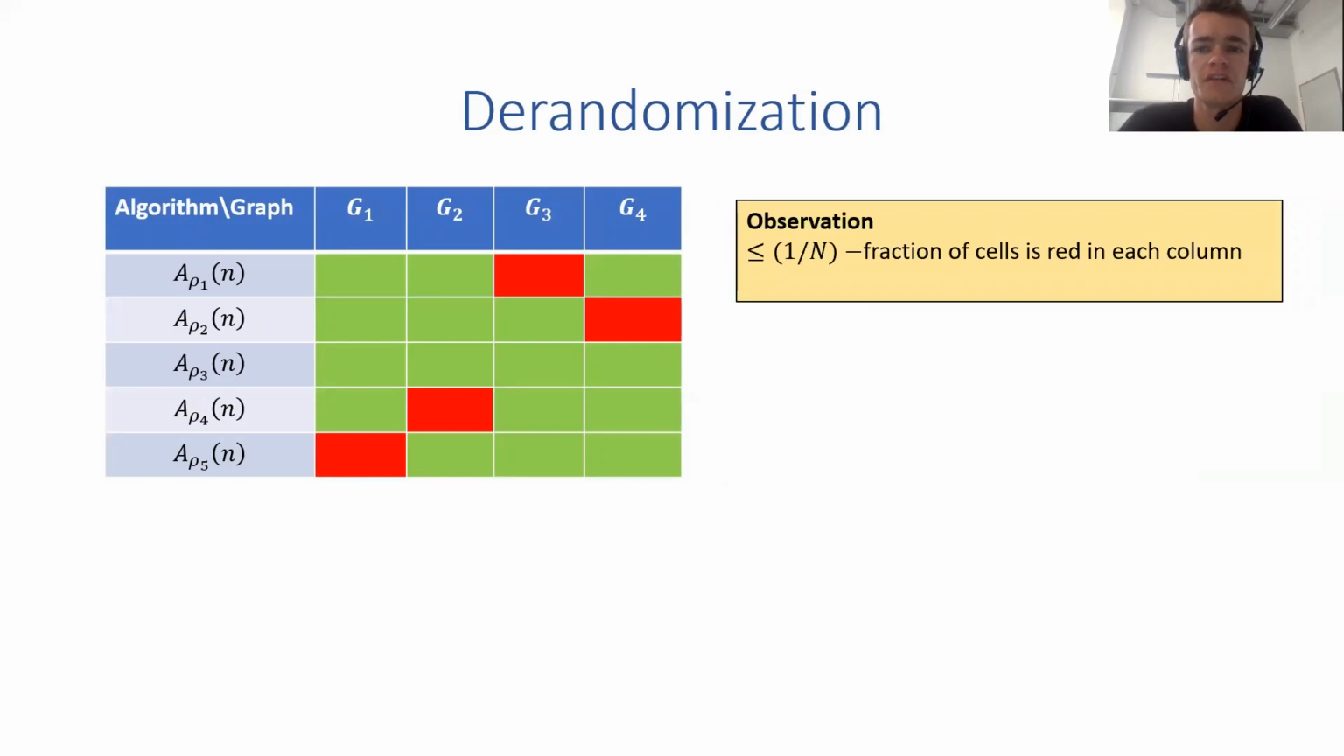And now the observation is that there's at most a 1 divided by big N fraction of cells that are red in each column. So why is that the case? Well, we can think about the randomized algorithm as first choosing one of these functions ρ of I uniformly at random, and then executing this deterministic algorithm. And then we know this randomized algorithm succeeds with probability at least 1 minus 1 divided by big N. And this then implies that at most a 1 divided by big N fraction of cells is red in each column.